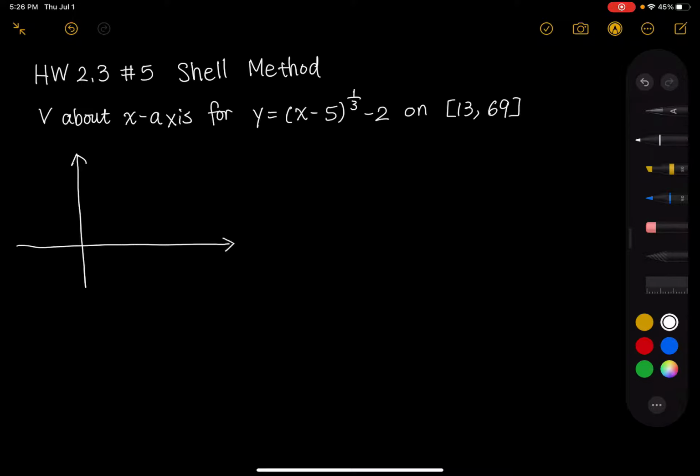So this is the x-axis, y-axis. And when you plug in x equals 13, y will equal 0. So at 13, y equals 0 right here. And when you plug in x equals 69, y equals 2. So this is the graph for y.